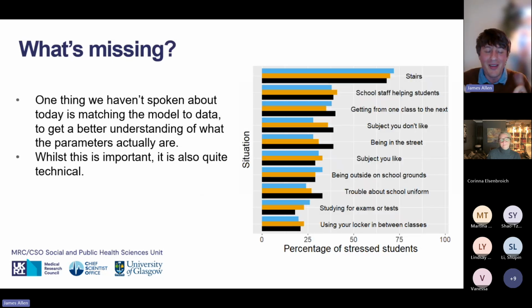What's missing? One thing I haven't said is anything about matching this model to data. That is a very technical thing, and I'm not going to touch on it today. But if you're interested, please ask, or we can have other discussions about it.